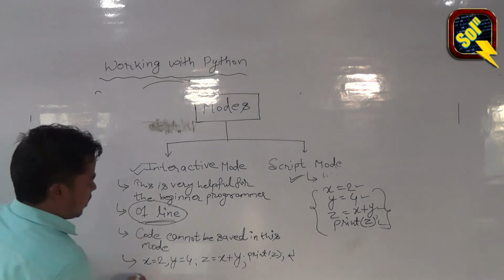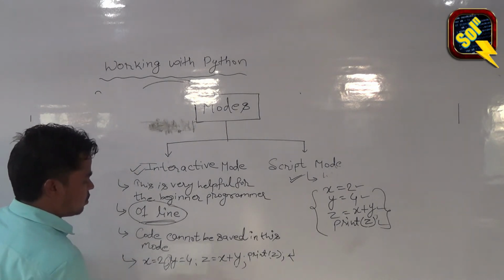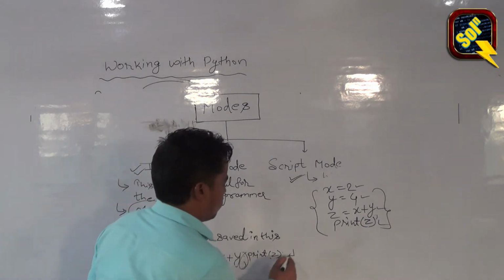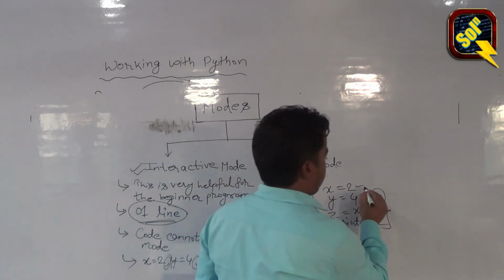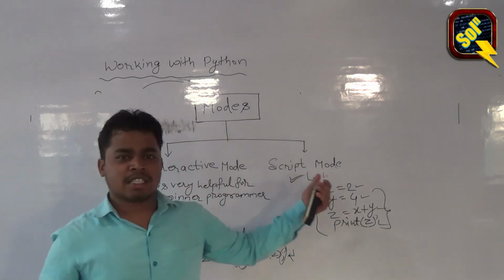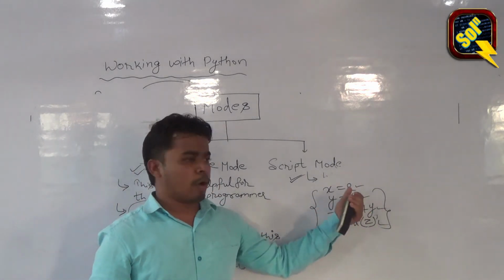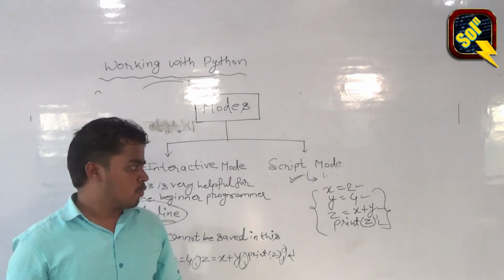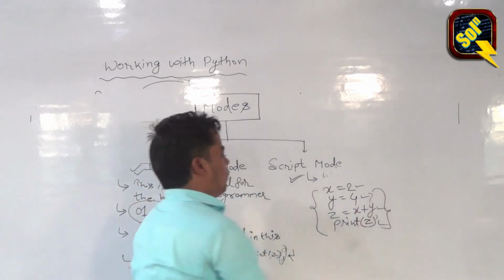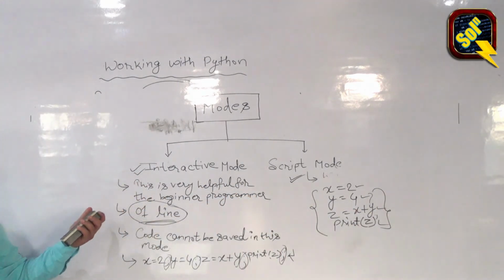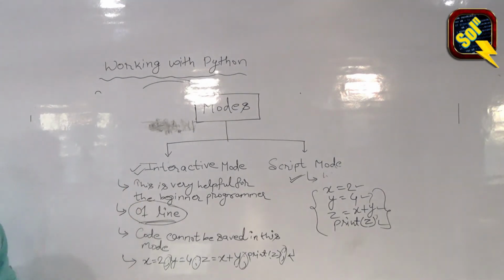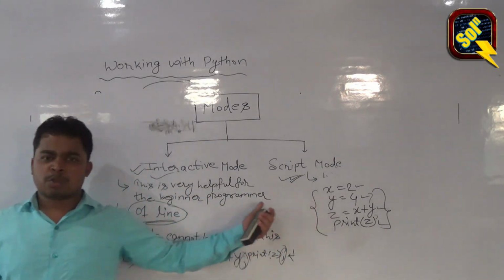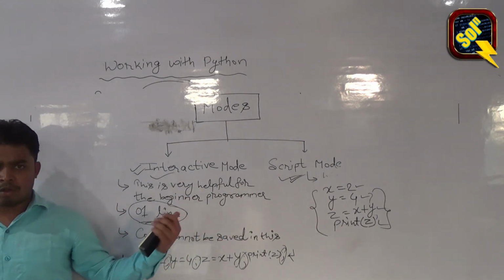Another difference you might have observed here: I have used a semicolon after each statement, right? But here I haven't used it. So in script mode in Python, it's optional to use a semicolon while writing the code. Okay, so basically these are some differences between interactive mode and script mode. So you can expect this question in your exam also.